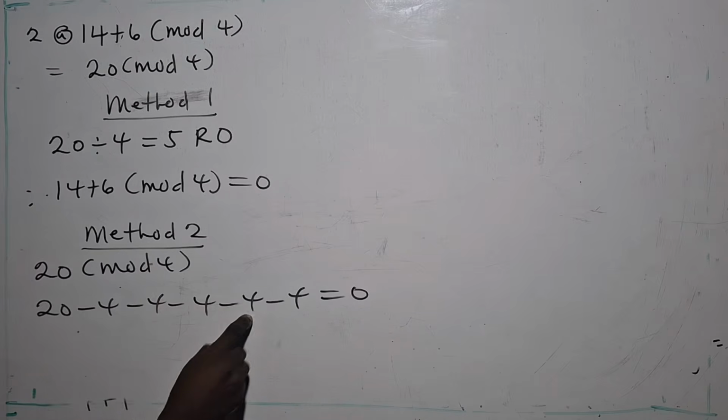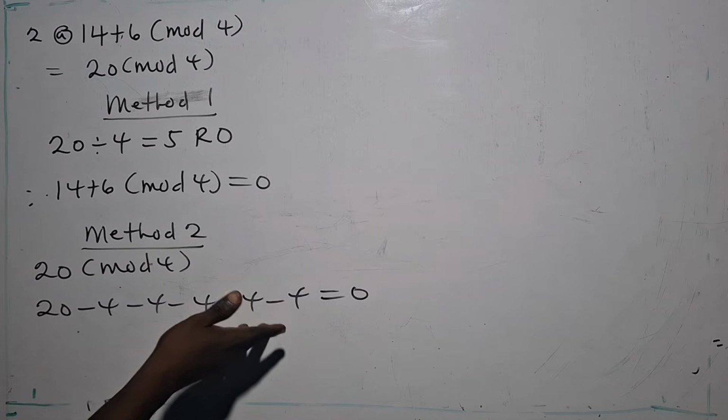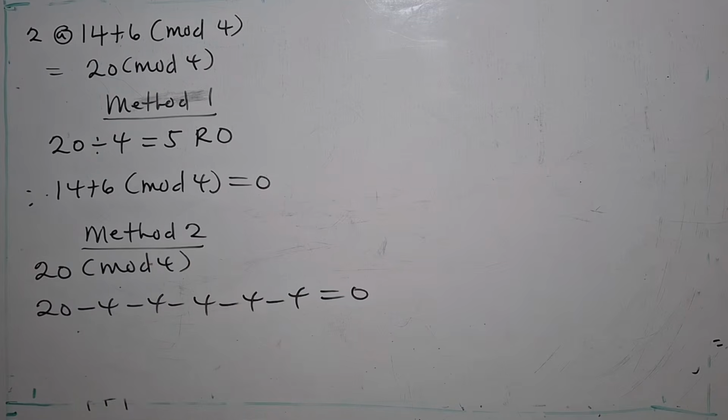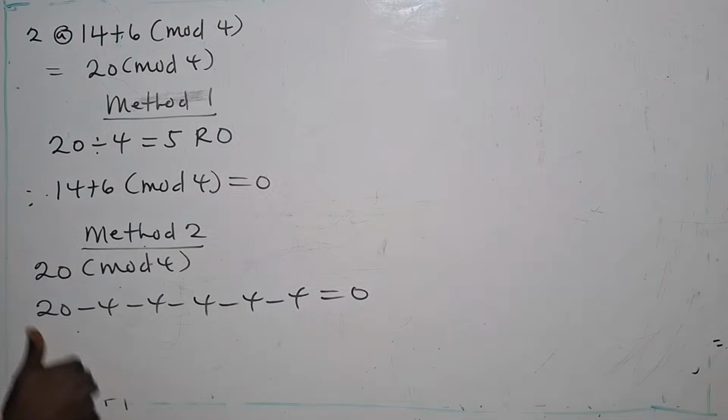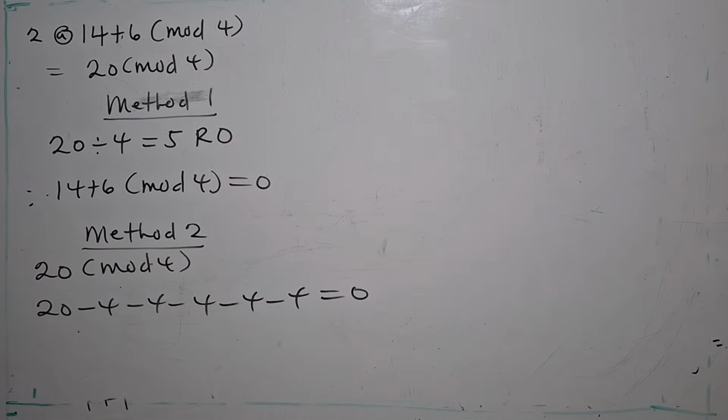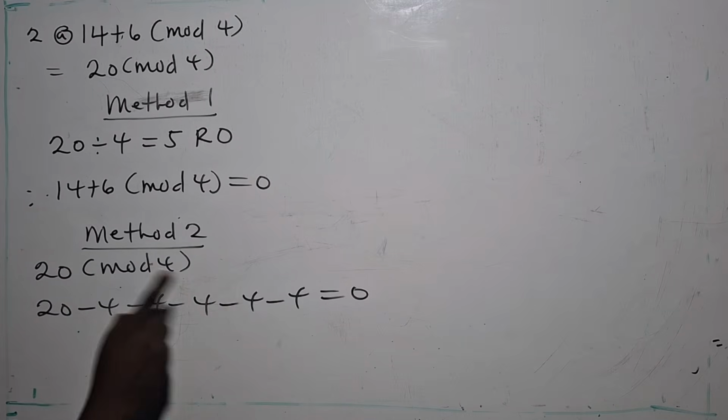So 1, 2, 3, 4, 5. Yes. So meaning 5 times 4 is 20. So 20 divided by 4 is 5 remainder 0. So I'm going to subtract 4, 1, 2, 3, 4, 5 times. So you use a repeated subtraction method to obtain a number lesser than the mod. Here we got 4, but we don't need 4.